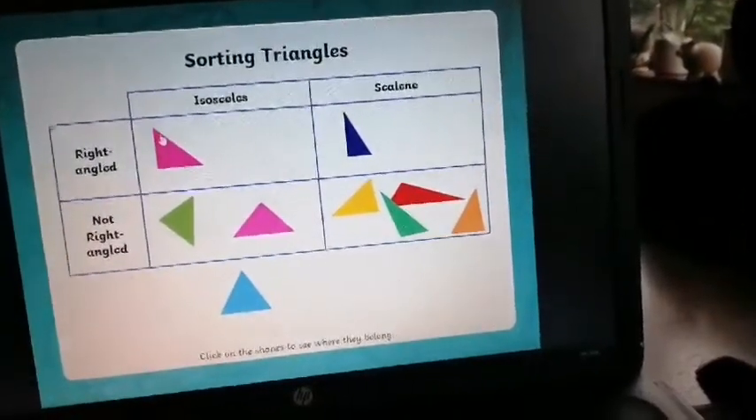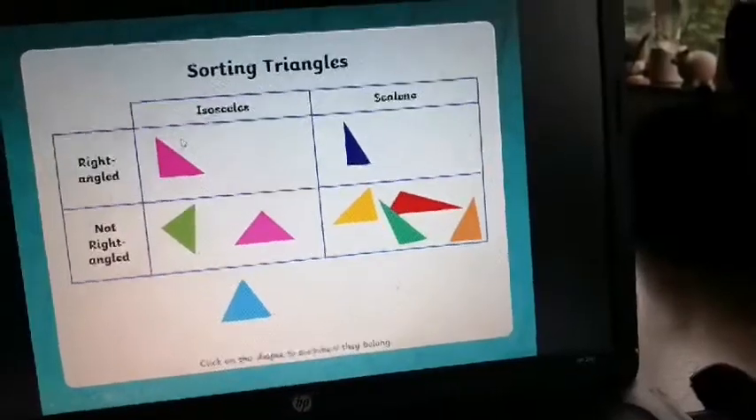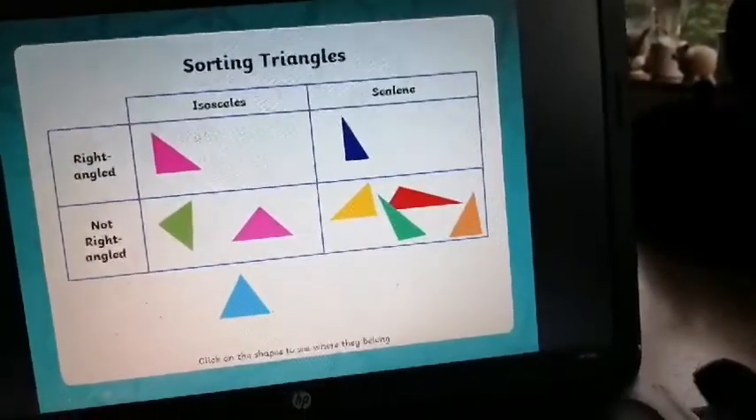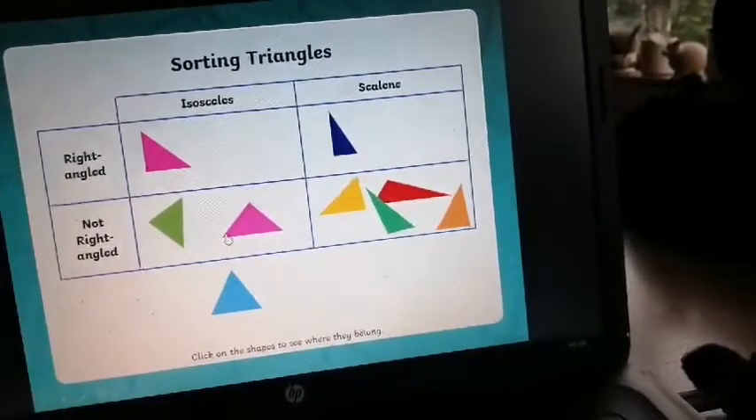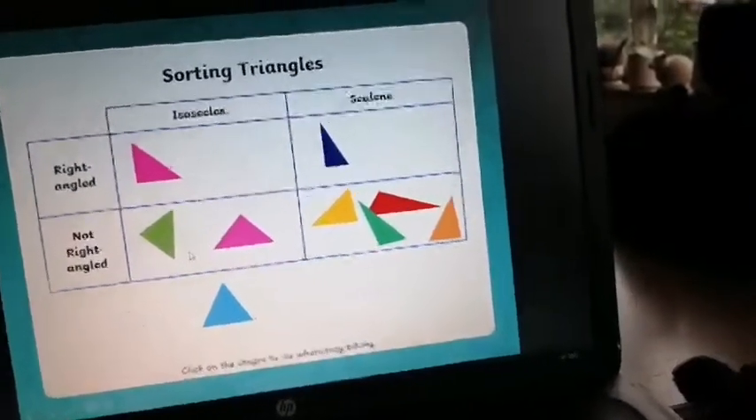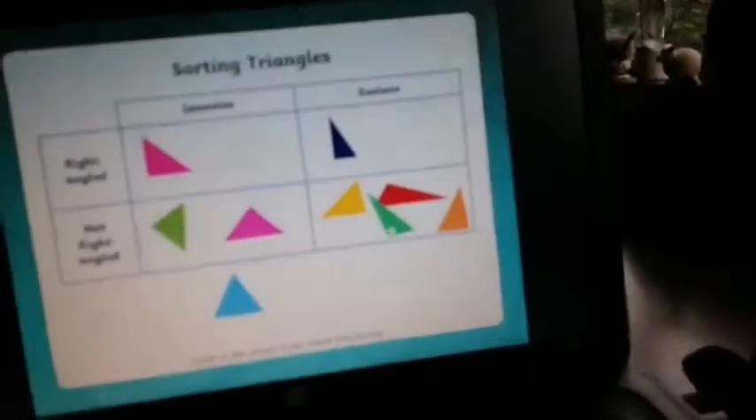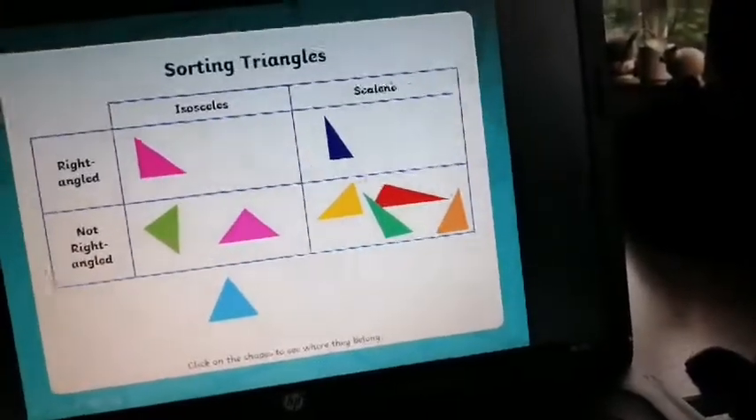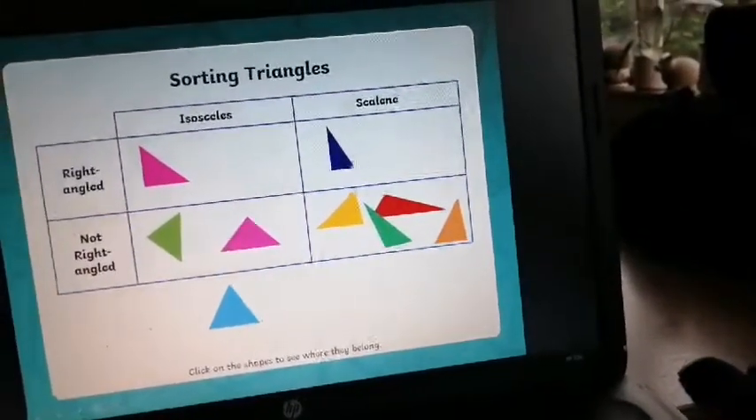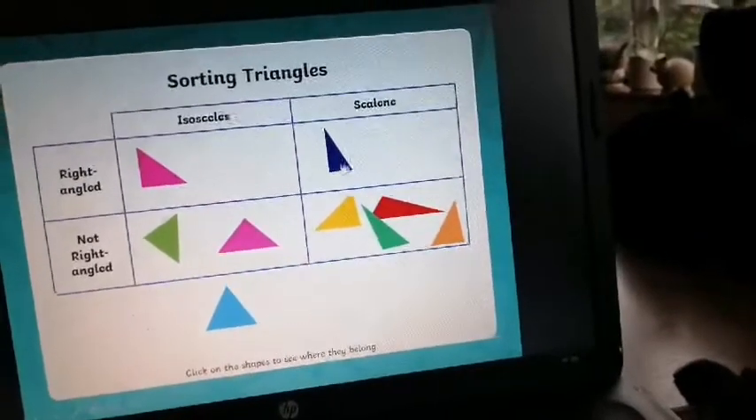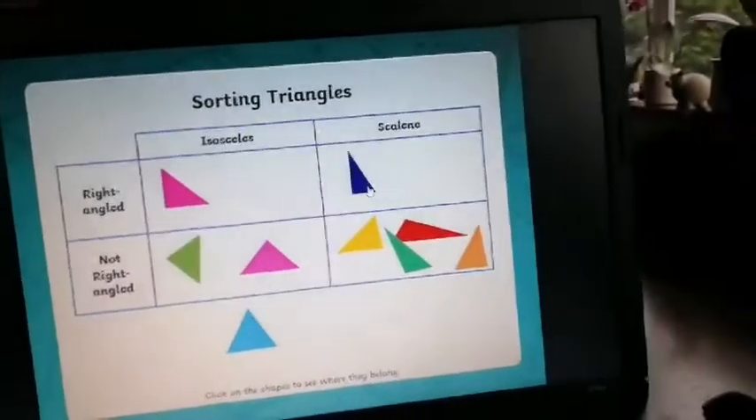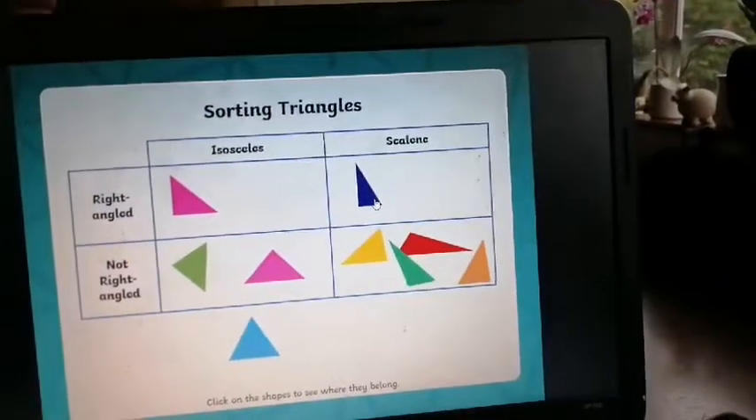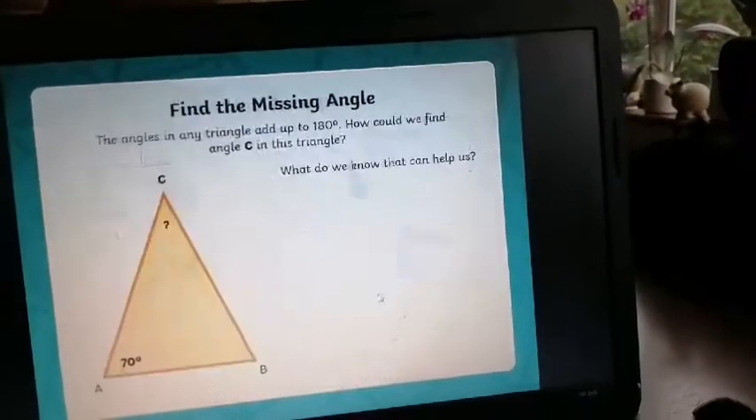So two sides are the same. It's got one right angle. These isosceles, two sides are the same, but it's not got a right angle. These scalene, no right angles and no sides the same. And this scalene here has no sides the same, but one of them is a right angle. Okay, so sometimes the properties overlap with these triangles.